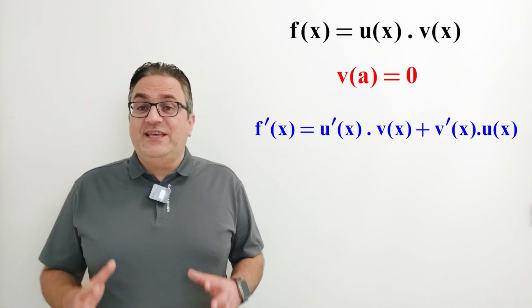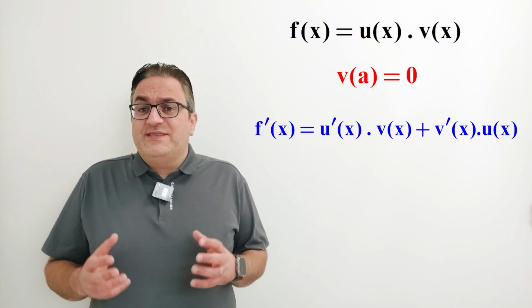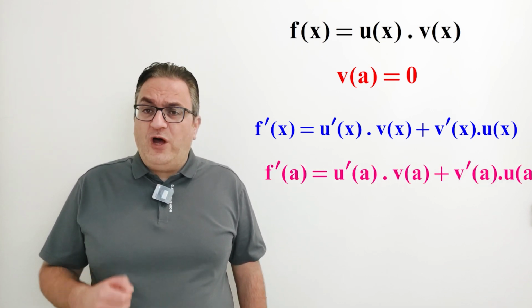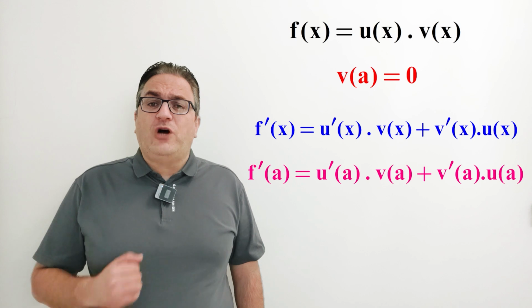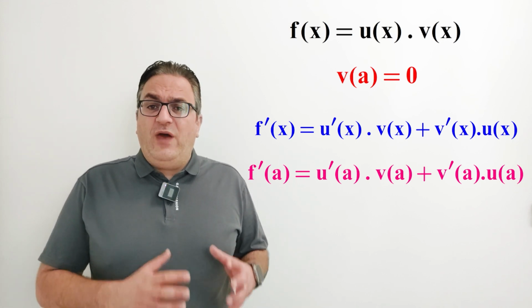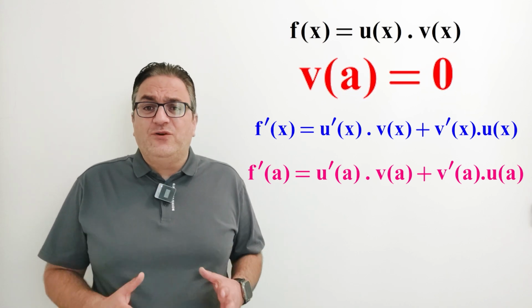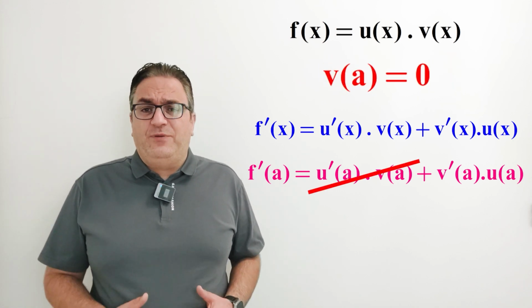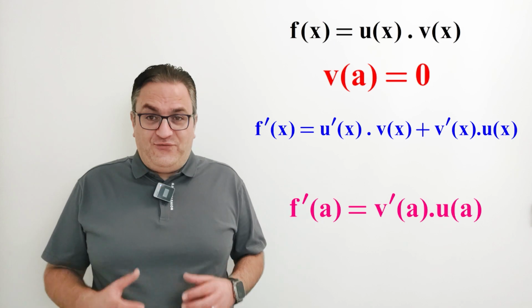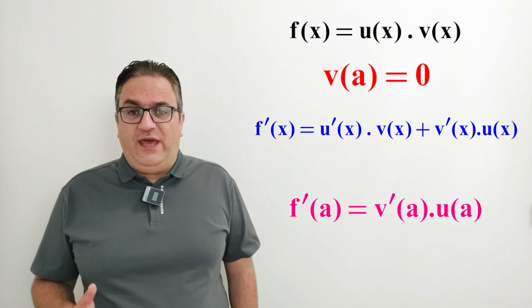So at x equals a, if we just plug in the value of x, meaning a, we have f prime of a is equal to u prime of a times v of a plus v prime of a times u of a. Since v of a is equal to 0, the first term disappears, meaning f prime of a is equal to v prime of a times u of a.